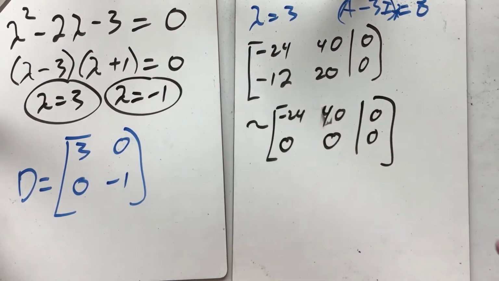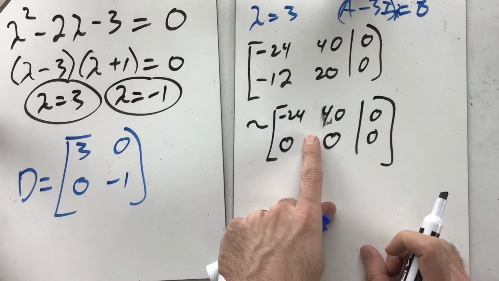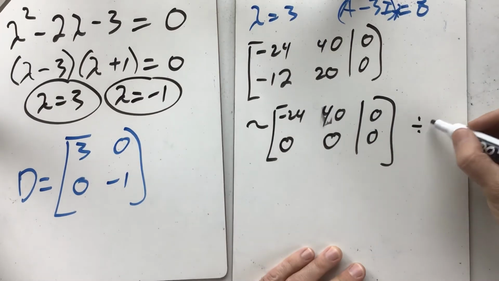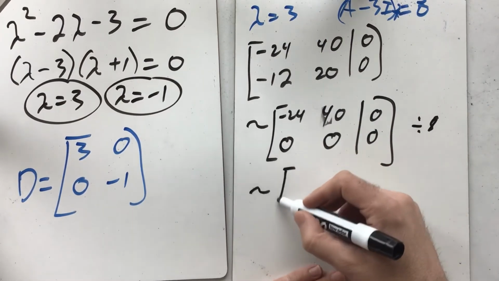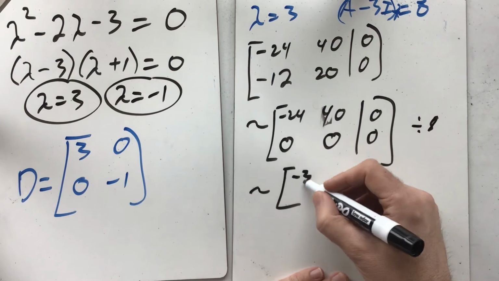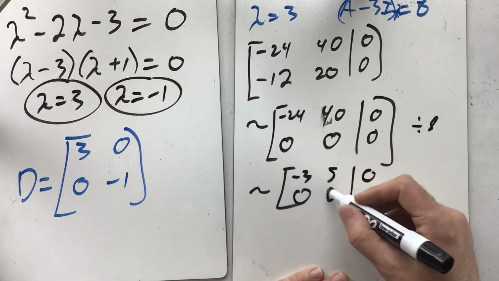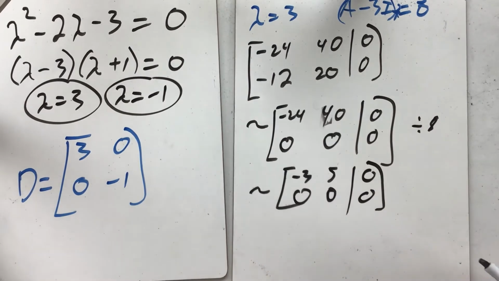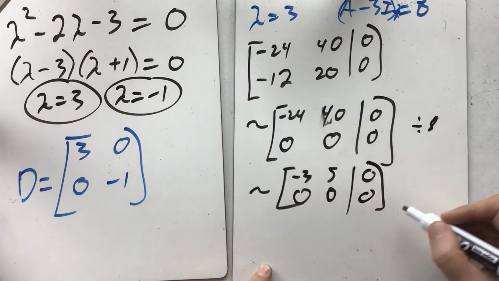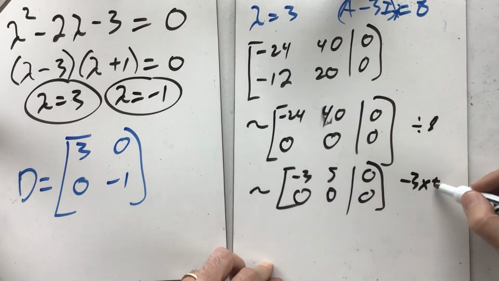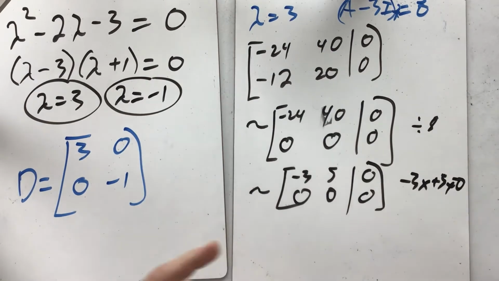Let's divide everything. What's a good number to divide it by? Looks like 4 goes into them, 8 goes into them both, so let's divide by 8. That's going to give me the matrix negative 3, 5, 0, and 0, 0, and 0. What does that mean? That means that negative 3x plus 5y equals 0.